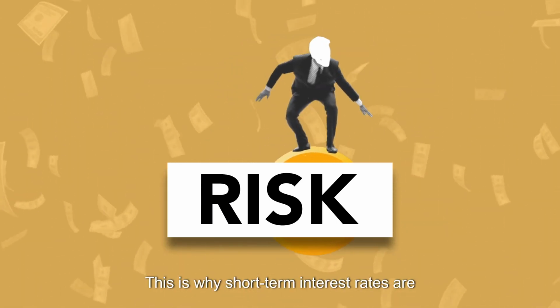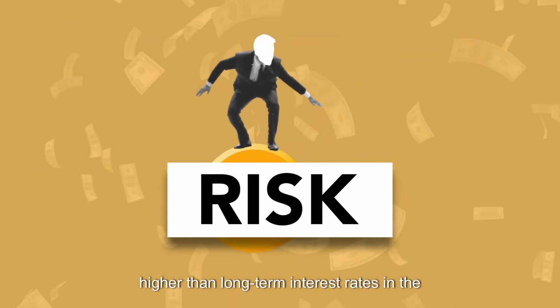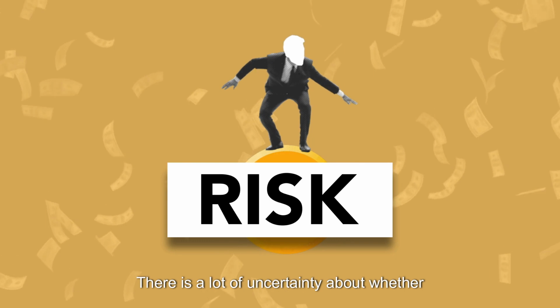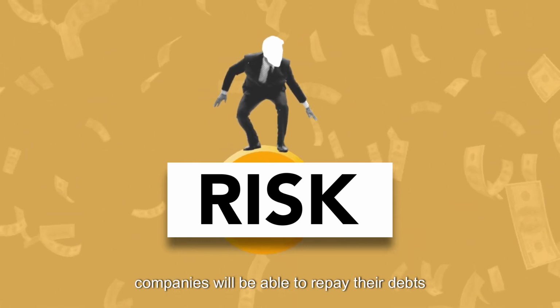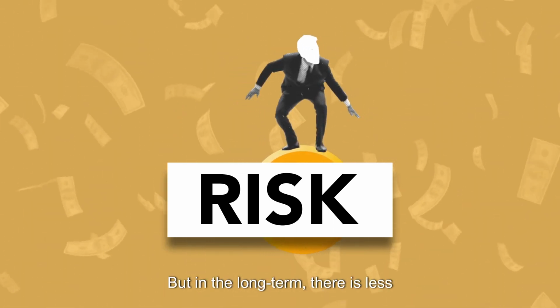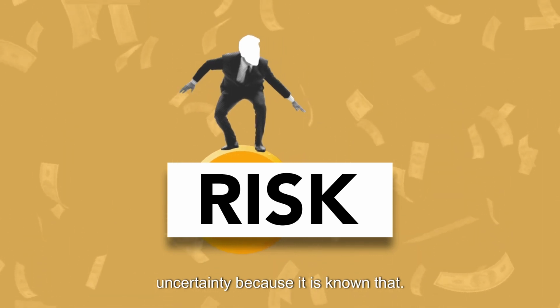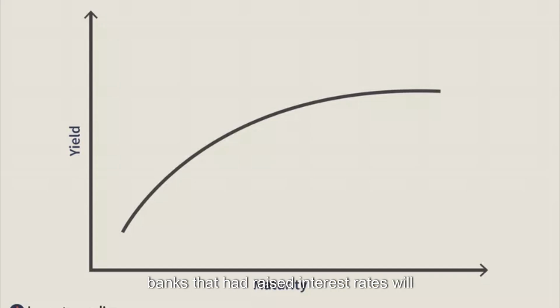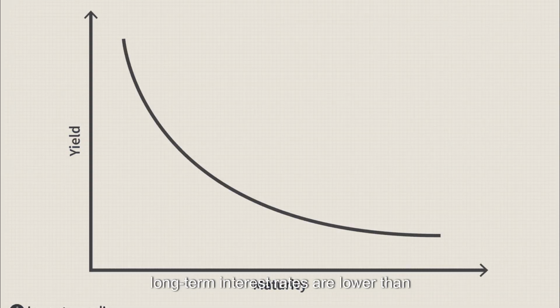This is why short-term interest rates are higher than long-term interest rates. In the short term, there is a lot of uncertainty about whether companies will be able to repay their debts or not. But in the long term, there is less uncertainty because it is known that if the economy starts to decline, central banks that had raised interest rates will lower them again, which means that long-term interest rates are lower than short-term interest rates.